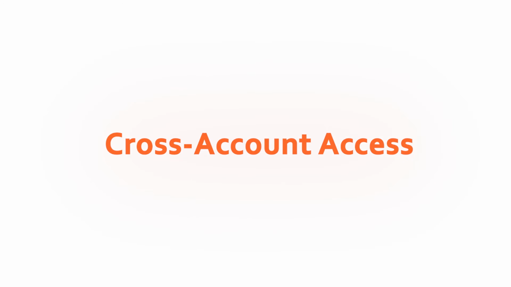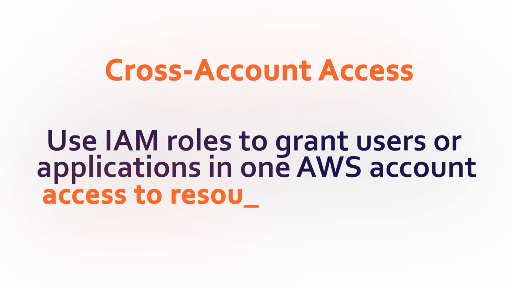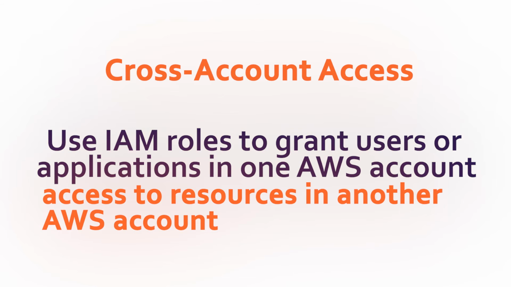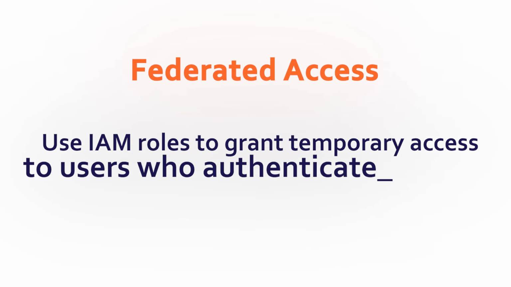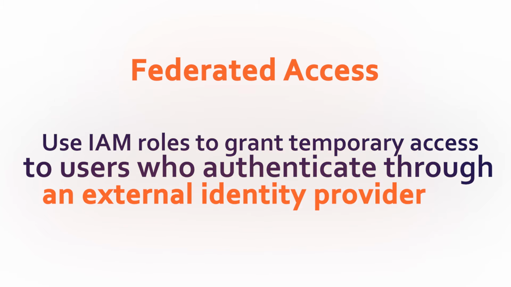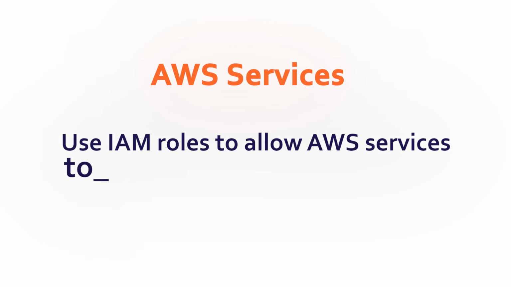Cross-account access: use IAM roles to grant users or applications in one AWS account access to resources in another AWS account. This is ideal for organizations with multiple AWS accounts. Federated access: use IAM roles to grant temporary access to users who authenticate through an external identity provider, such as Active Directory or Google Workspace. AWS services: use IAM roles to allow AWS services to interact with each other. For example, you might create a role that allows AWS CodeBuild to access an S3 bucket to retrieve build artifacts.